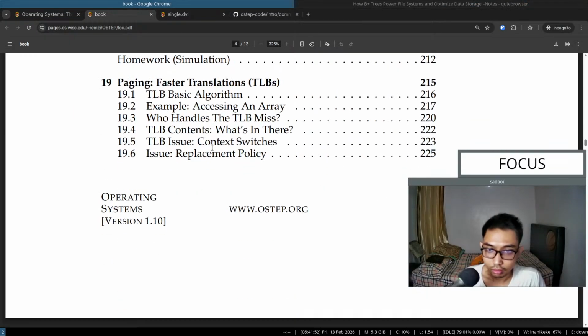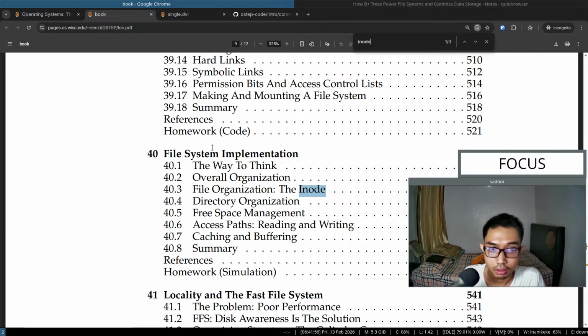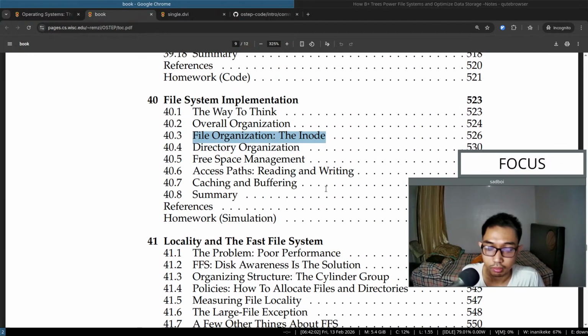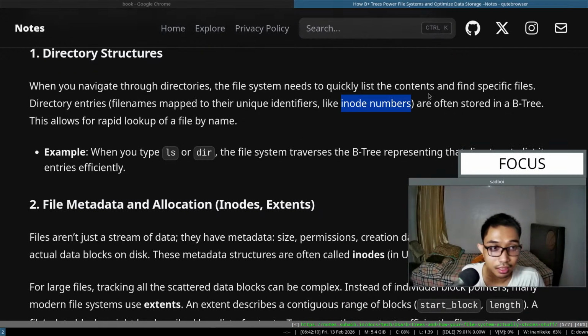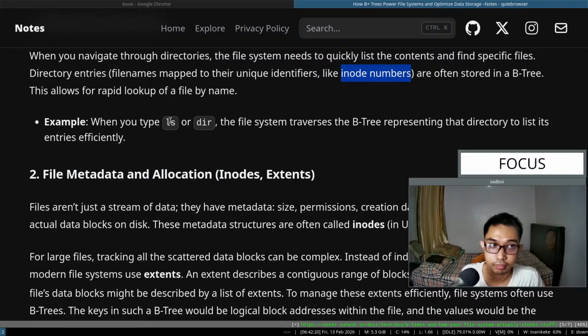The inode, I think we will also learn about the inode right in here, but it is still a long way. Directory entries are often stored in a B-tree. This allows for rapid lookup of a file by name.